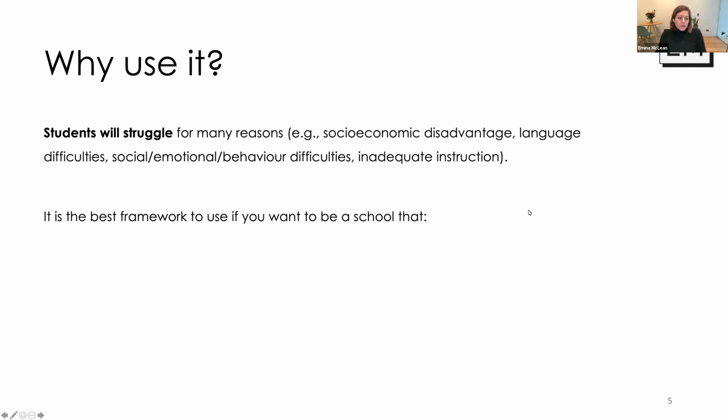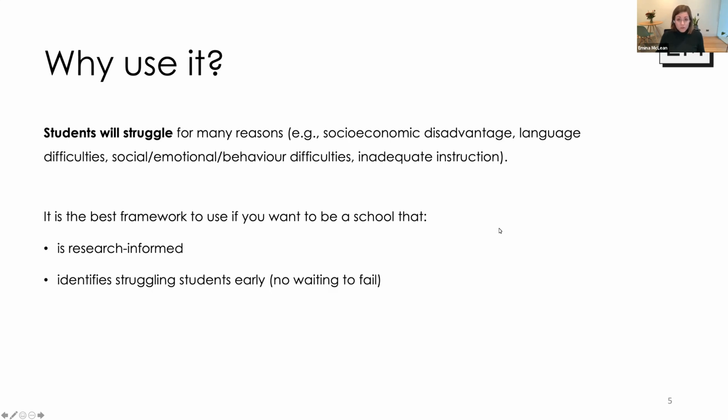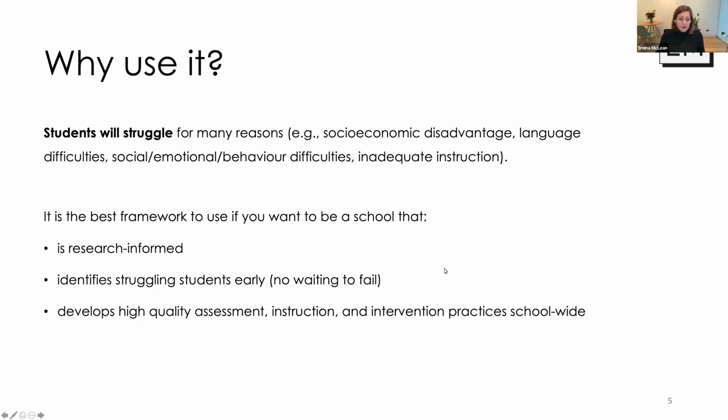So the response to intervention framework is the best framework to use if you want to be a school that is research informed, a school that identifies struggling students early. So we're not waiting to fail. We're not waiting to see how students go and then go, oh, far out, we've got 25% of our year one students behind where they should be. If you want to be a school that develops high quality assessment, instruction and intervention practices school-wide, and school-wide is the important part there. It's not just little bits and pieces of intervention here and there. It's a whole school approach. A school that develops data literacy in all staff, and a school that's data-driven. So it's the best framework we currently have available to us. So it's now been changed to MTSS, multi-tiered system of supports, but it's the most validated in terms of the research. It's the best framework that we have available to us at this current point in time.